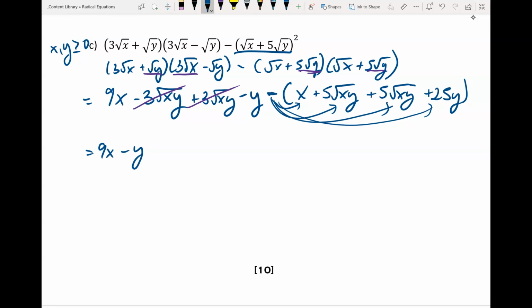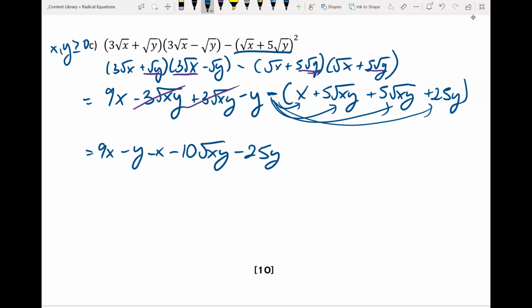So then we have negative x, negative 10 root xy, negative 25y. So what I just did is kind of combine my 5 root xy with the 5 root xy. We just add the coefficients together and leave the radicand alone because we're adding.